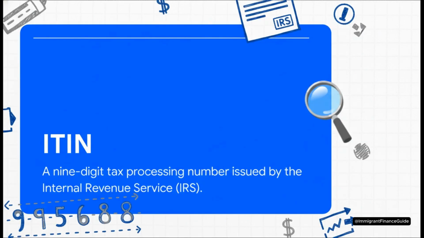The solution you're looking for is called an ITIN. That stands for Individual Taxpayer Identification Number. You can just think of it as a special 9-digit number that the IRS gives out. It's specifically for people who have to deal with US tax stuff but aren't eligible for a social security number.